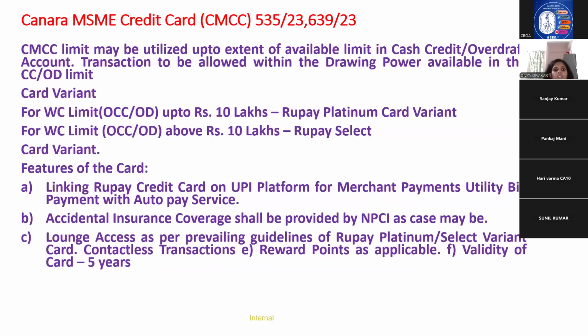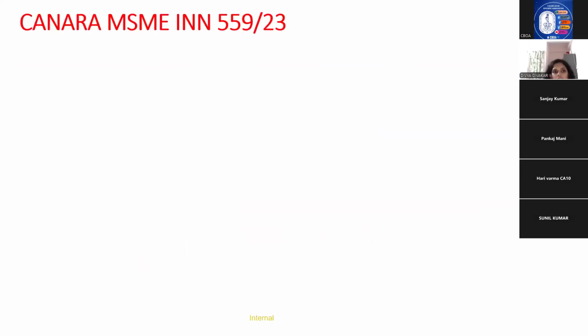The card variant for working capital up to 10 lakhs is RuPay Platinum card variant. For working capital above 10 lakh, RuPay Select. Card variant features: linking the RuPay card on UPI platform can be done. Accident insurance coverage shall be provided by NPCI. Loan charges will be there. Reward points will be there. Validity of the card is 5 years.